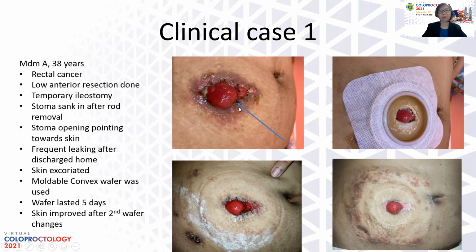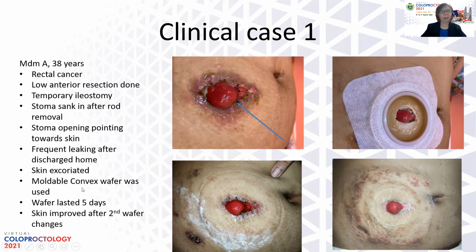At first it was a bit more protruding. Now it has sunk down, but even though it sank down, it is still protruding. Unfortunately, the opening is below the skin level. So the stoma opening points towards the skin, causing very frequent leaking. The patient got skin excoriation, very painful, and the patient cried sometimes. She said when her husband changed it for her, she cried.